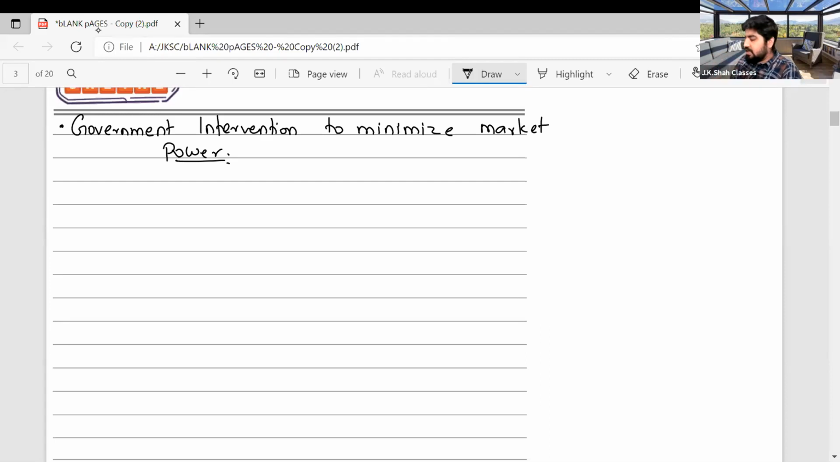Okay, please write down first point. Policies made by government.